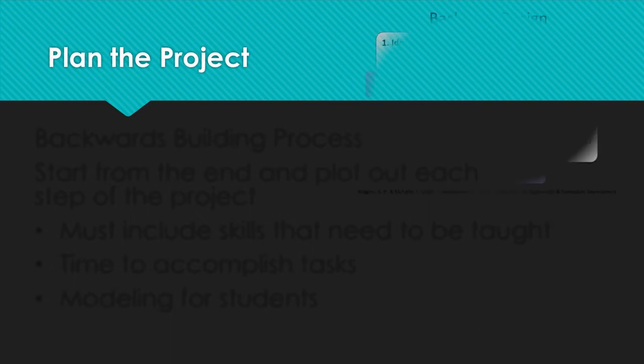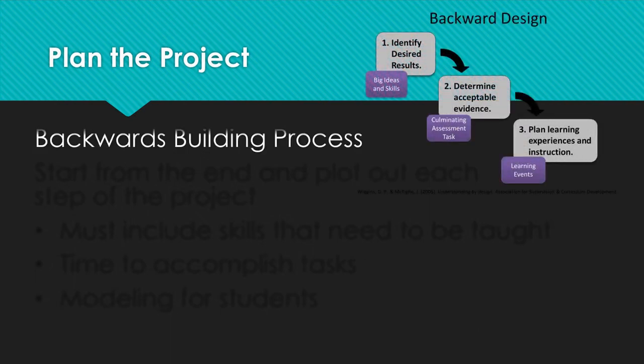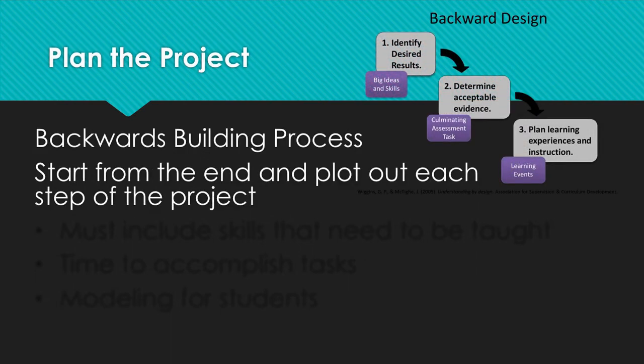So when you plan the project, you're going to use this backwards design. You're going to start from the end and then plot out each step of the project. So what I typically would do is say, this is the end goal. This is what I want them to do to show mastery. Now, what do they have to do immediately before that in order to accomplish that? And then what do they have to do immediately in front of that in order to accomplish that? And so on and so forth, until I get to the beginning of the project.